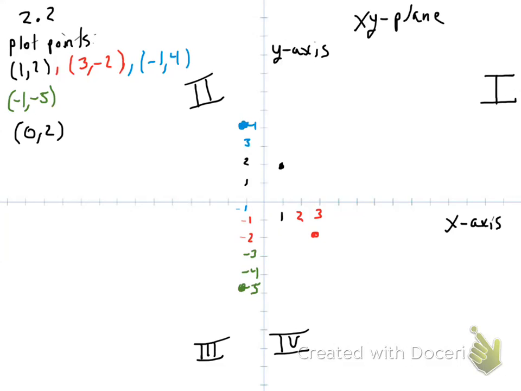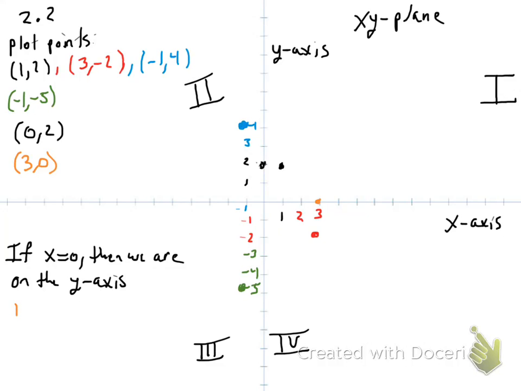Okay, I'm going to plot two other points. I'm going to plot the point 0, 2. So that means don't go left or right, just go straight up. And notice that we're on the y-axis. This is going to be called a y-intercept. If the x is 0, then we cross, or we are on the y-axis.